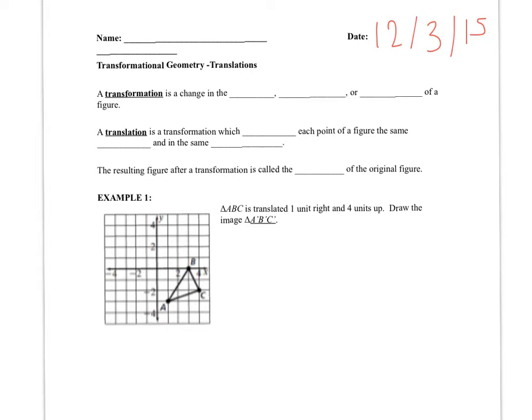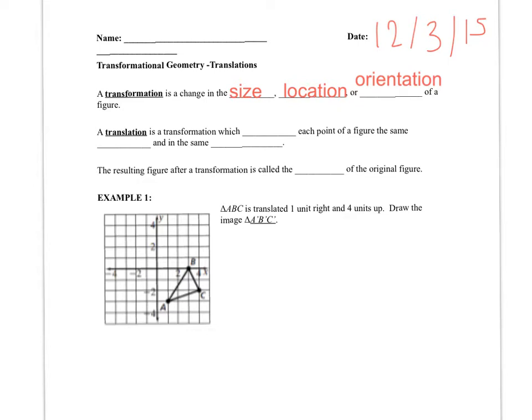All right, so let's just talk about the definition for a transformation. A transformation is a change in the size, location, or orientation of a figure. So let's go on and put those in. Take a moment to write those words, the definitions in. A transformation is a change in the size, location, or orientation of a figure.